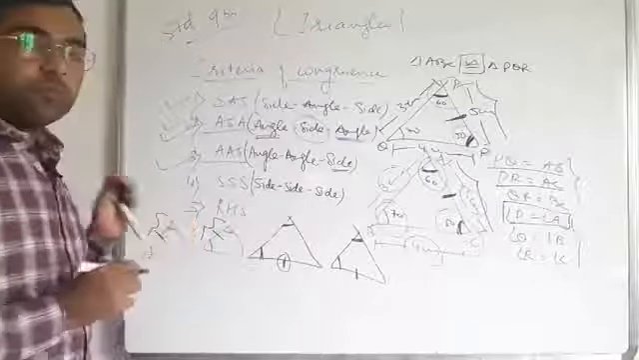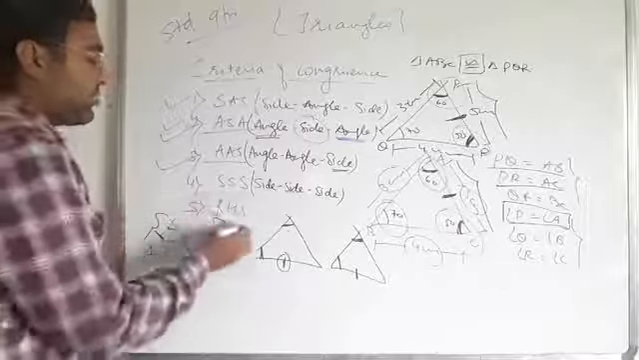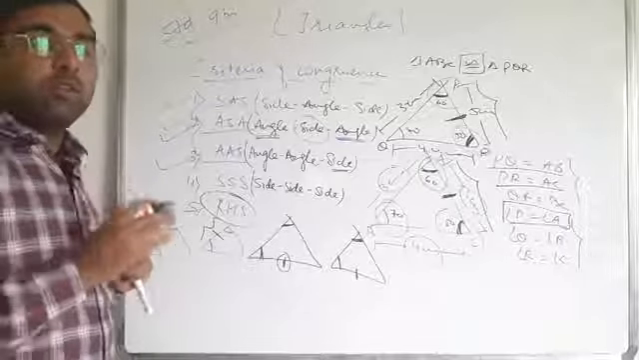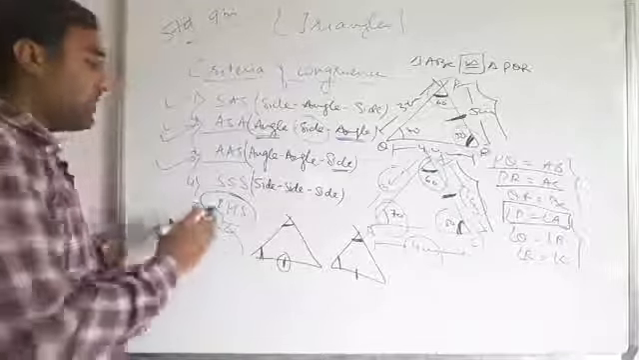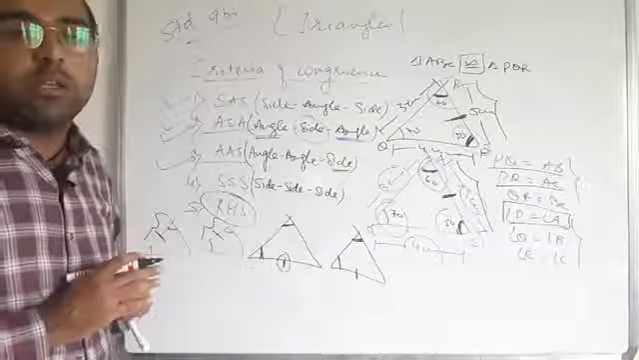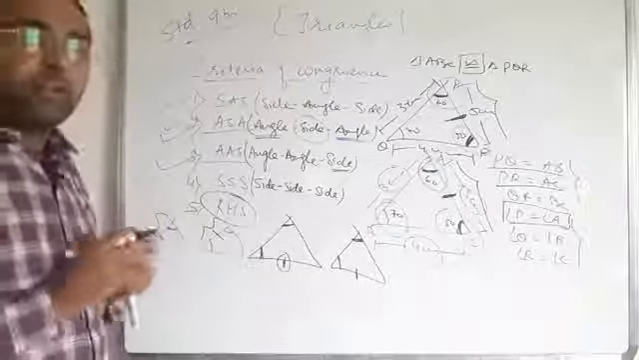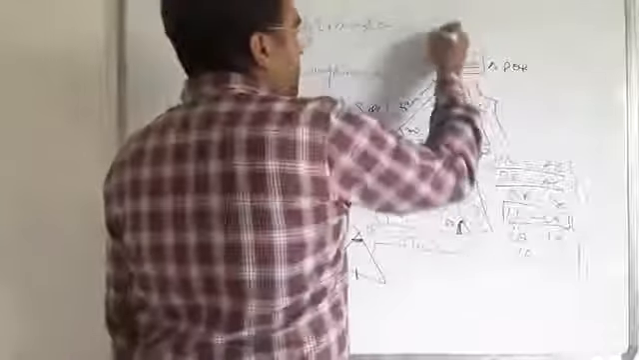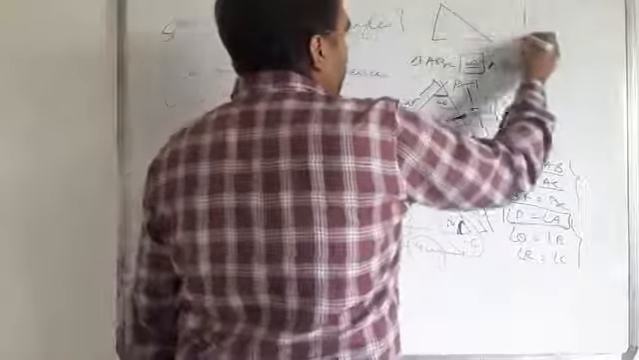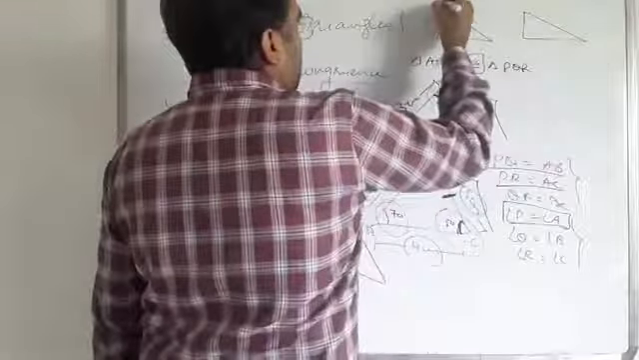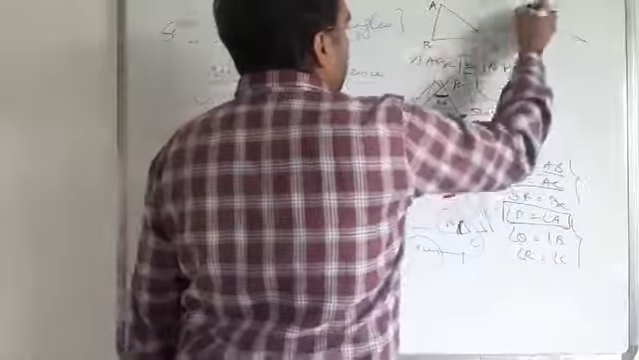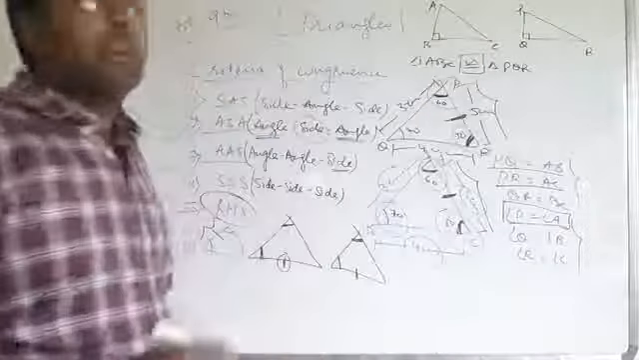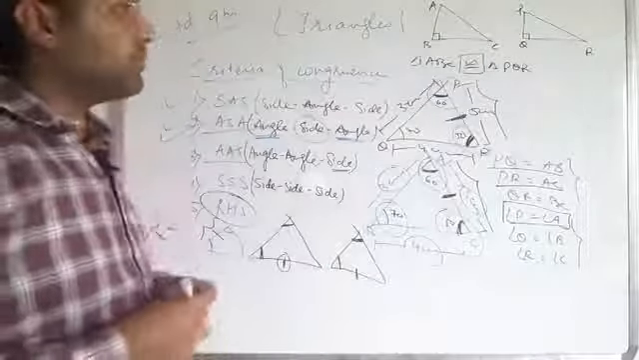And RHS is a special type of criteria. RHS is always used in right angle triangles. Whenever right angle triangles are given, we have to take two right angle triangles. Here are ABC and PQR. One is right angled at B and the other is right angled at Q.